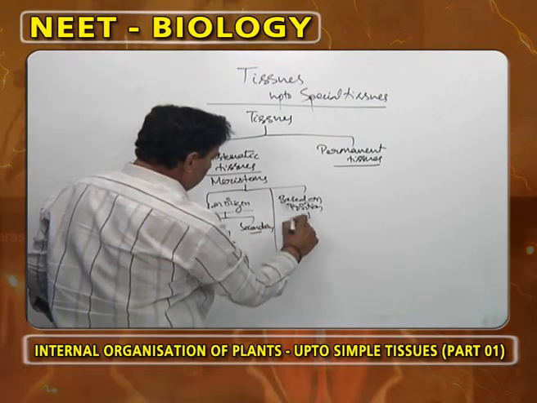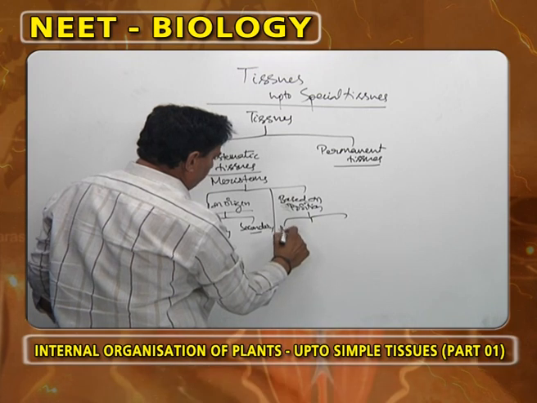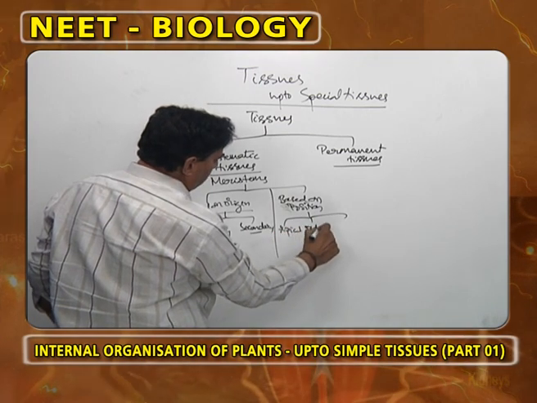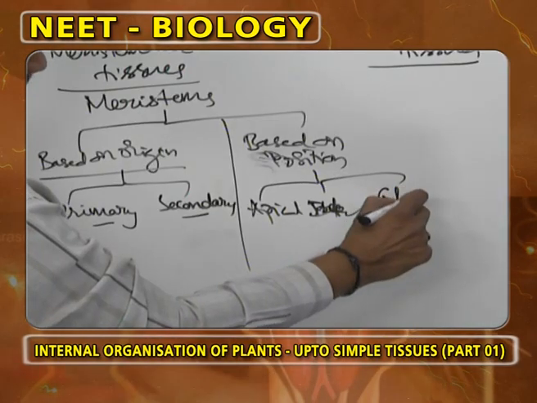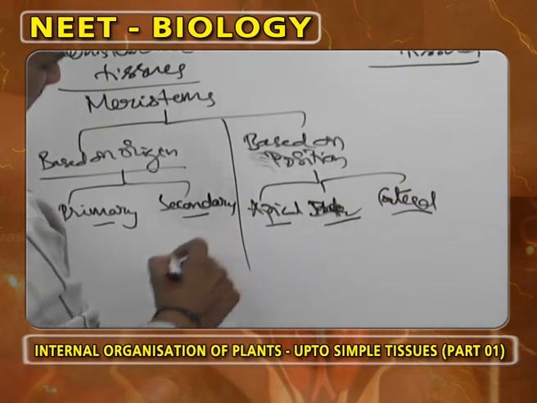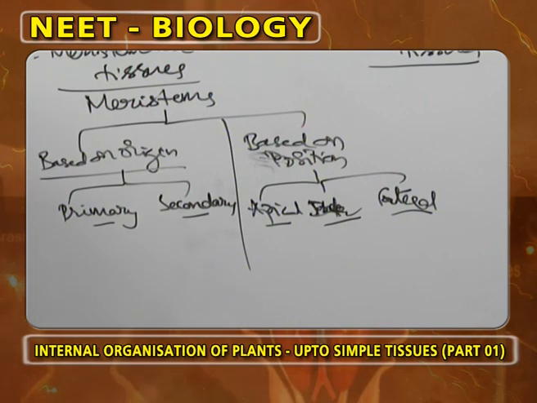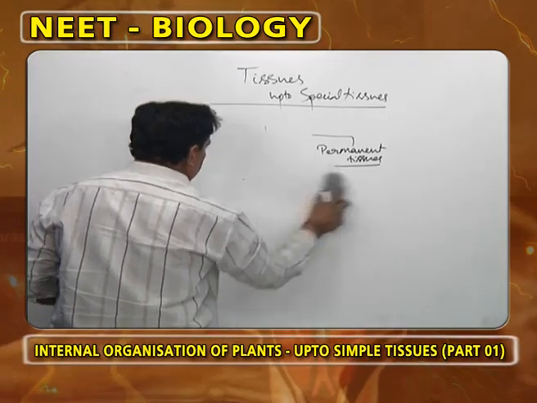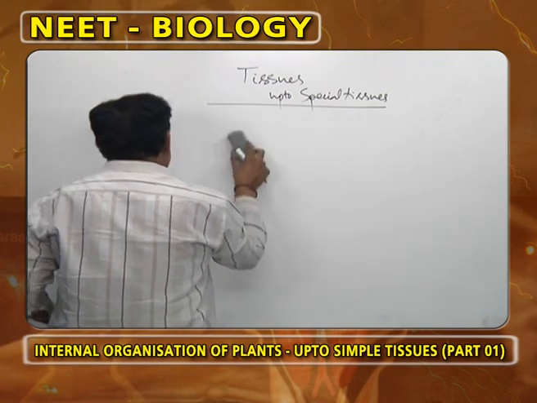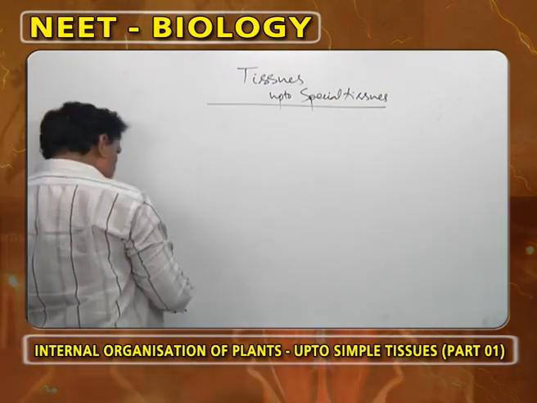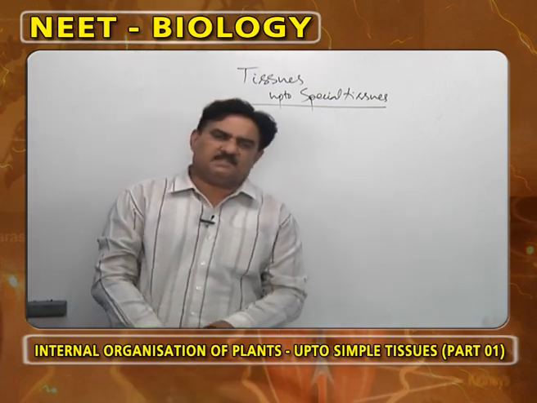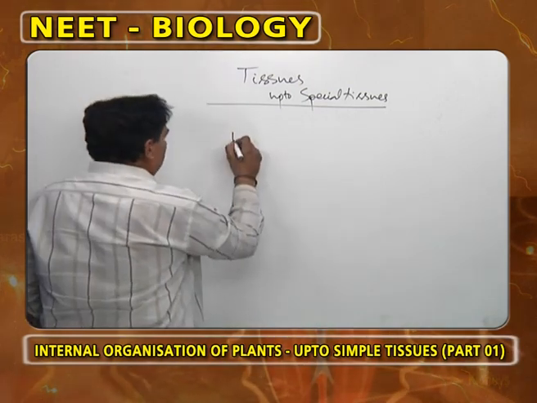Based on position, these are three types: apical meristems, intercalary meristems, lateral meristems. Then primary meristems are formed right from the embryonic stages. They help in the primary growth. Secondary meristems formed after certain growth in a plant. They help in secondary growth. Secondary meristems are formed by dedifferentiation.